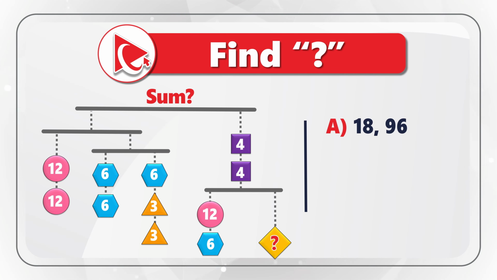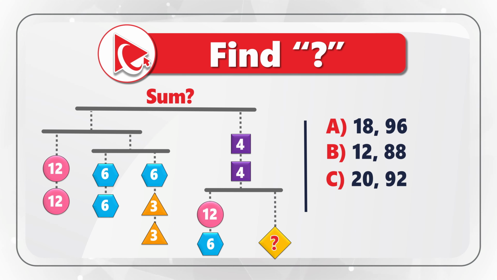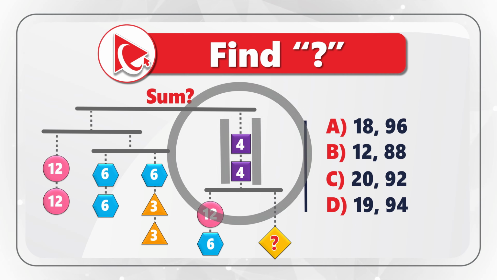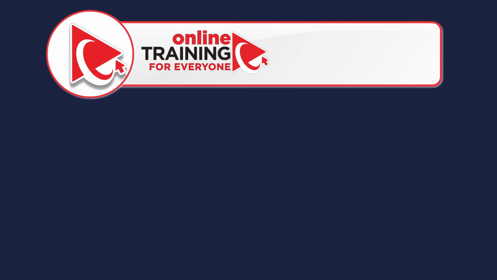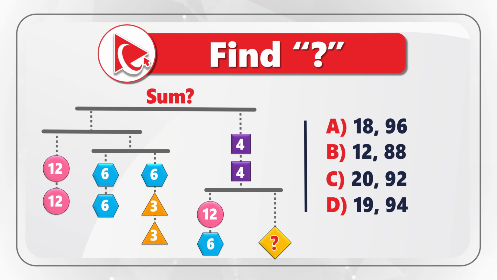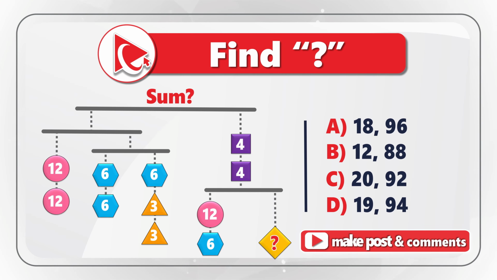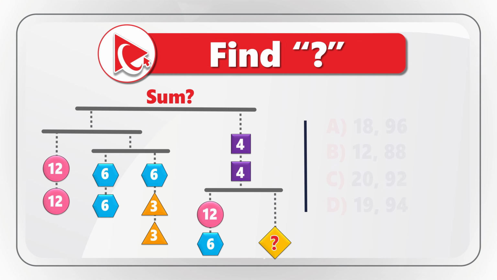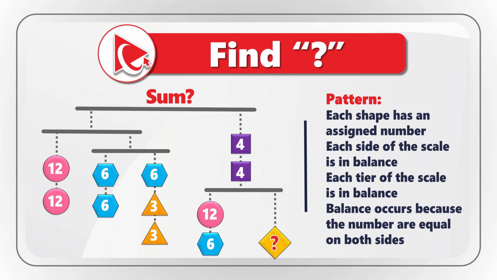Choice A, values 18 and 96. Choice B, values 12 and 88. Choice C, values 20 and 92. And last but not least, choice D, values 19 and 94. Take a close look, maybe pause this video to see if you can complete the calculations. On my end, I am moving forward to share with you my version of the calculations. And obviously, if you have a better way to solve it, please make sure to post in comments. To solve this challenge, let's look at the picture closely to better understand what we're dealing with.